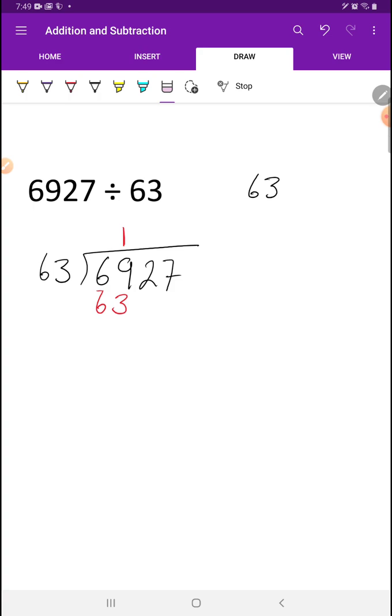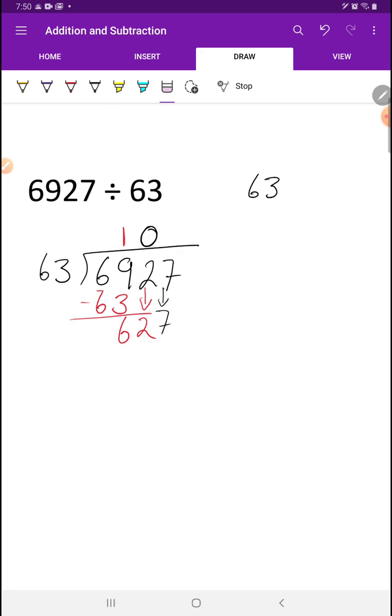Let's erase that line there. I'm going to do my subtraction, and I'm going to get left with a 6. And I'm going to take this 2 down. Ooh, now it gets interesting because 63 does not fit into 62. It's slightly too small. So I'm going to put a 0 here, okay? And then I'm going to take the 7 down.